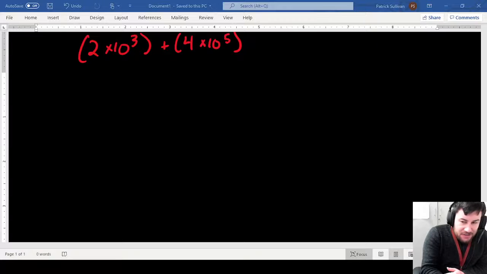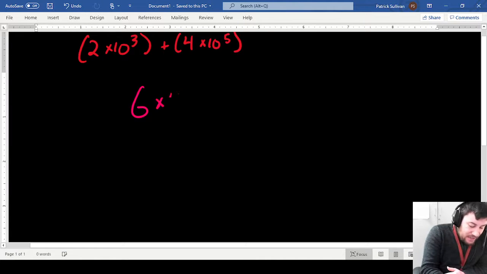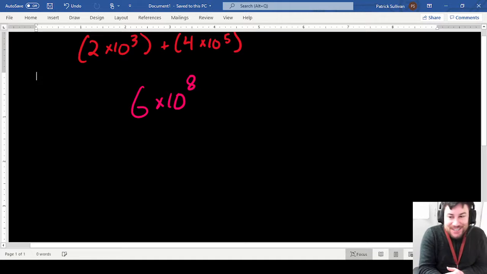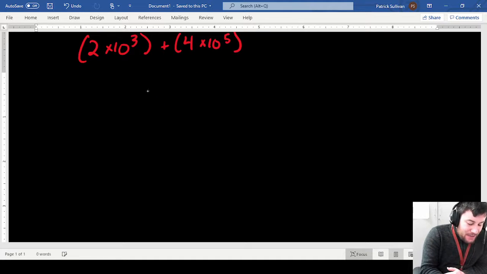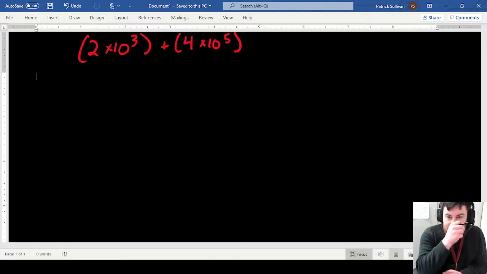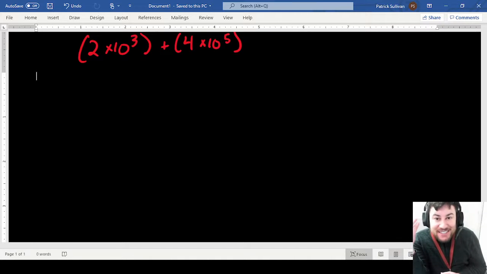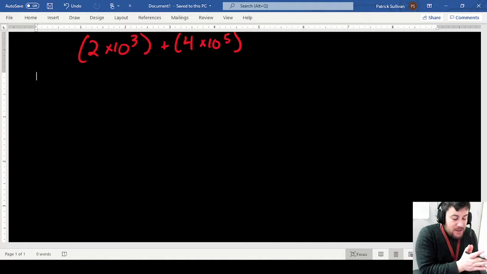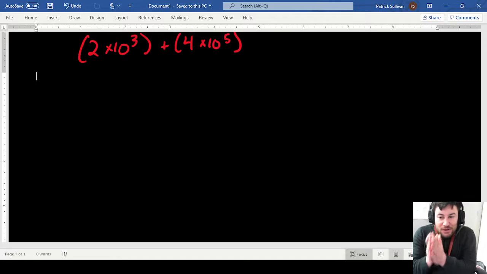The exponents are different, so I can't simply go like this. Well, 2 plus 4 is 6 times and then add my exponents. Okay, that's not how this works. Right, we need to have matching exponents first. Now, as a general rule of thumb, it's easier to turn the smaller exponent into the larger exponent value, and I'm going to show you how to do that.